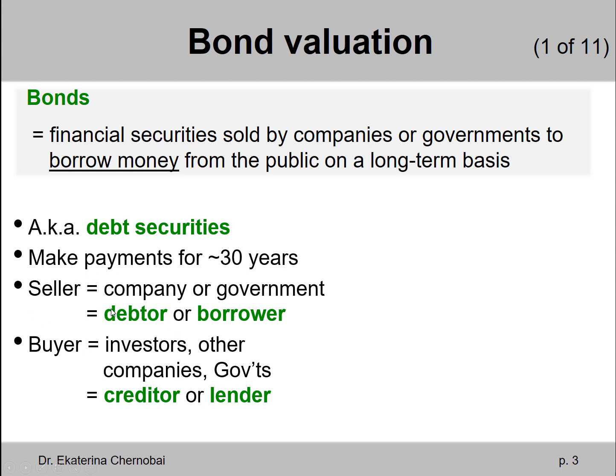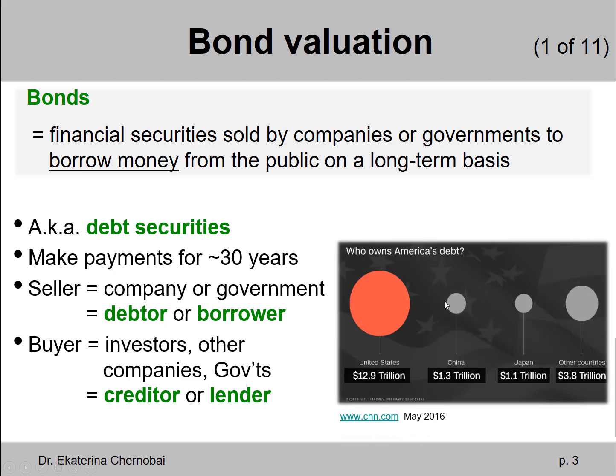So the seller of bonds, which could be a company, it could be government, is also known as a debtor or a borrower. And those investors or maybe other companies or other governments that buy these bonds, they are lending money, right, to the issuer. So they're called lenders or creditors.